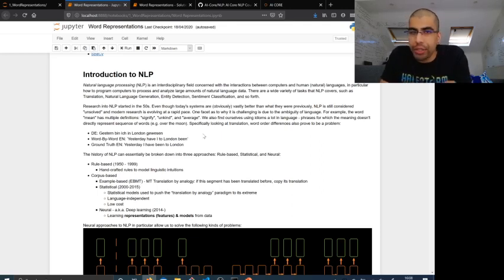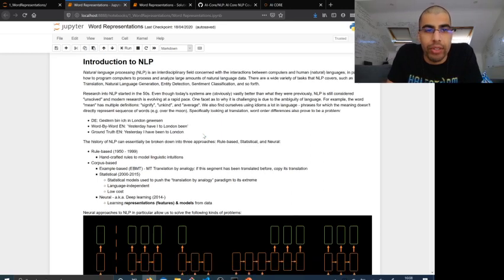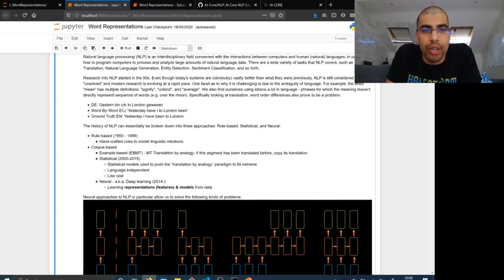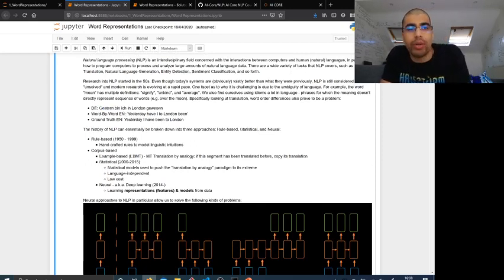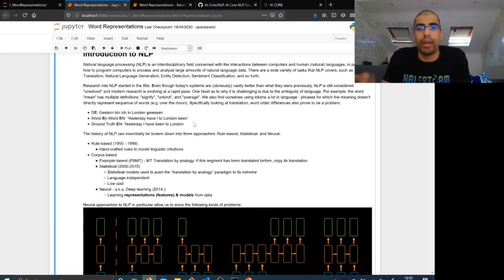Specifically looking at translation, word order also proves to be a problem. The example I give here is going from German to English. If you were to translate this sentence word by word, you would get "yesterday I have to London been," whereas the correct translation is "yesterday I have been to London." So when it comes to translation, we can't take each of these individual words, find what it means in English, and then compose a sentence off of that. That doesn't really work.